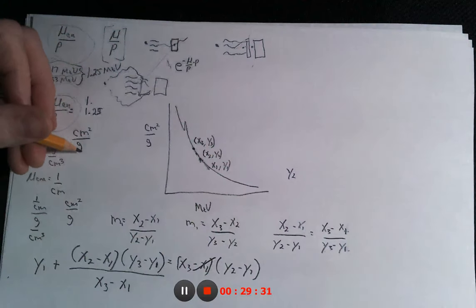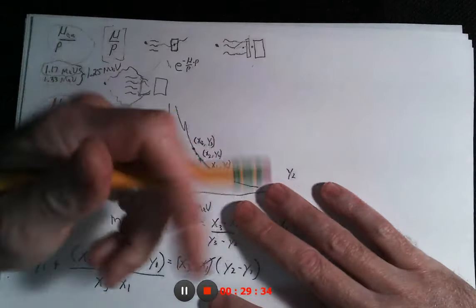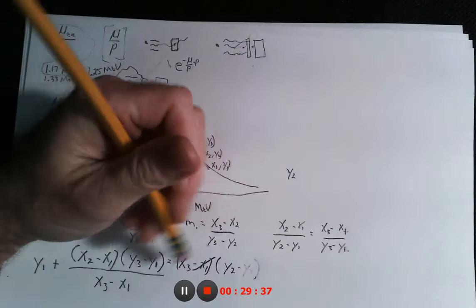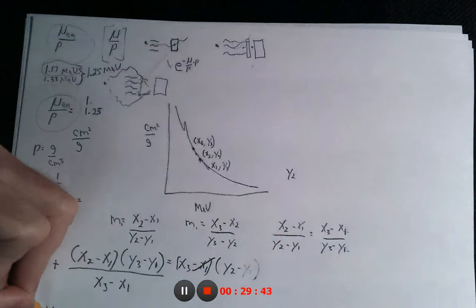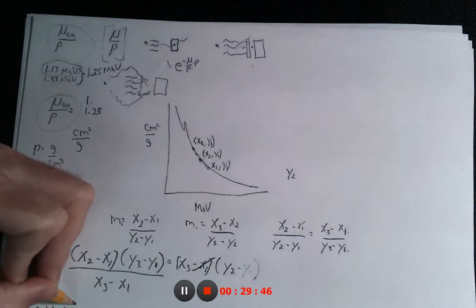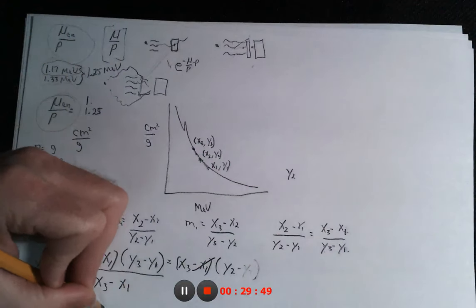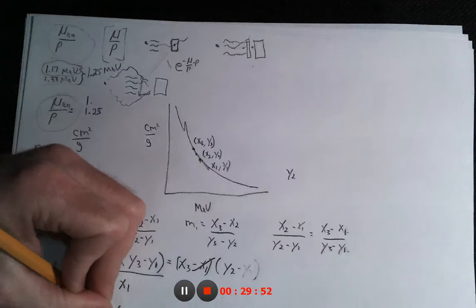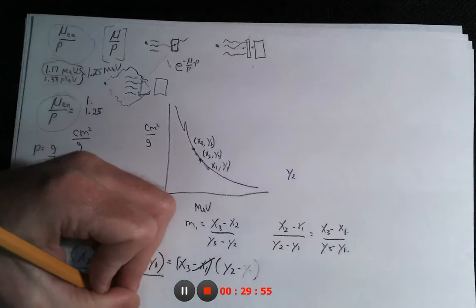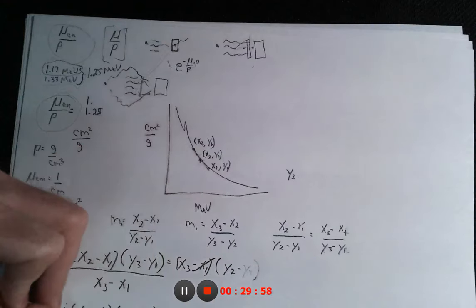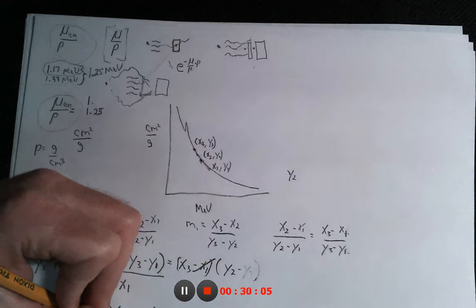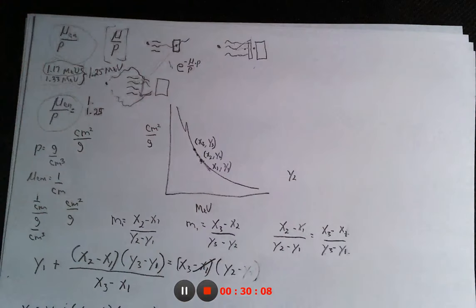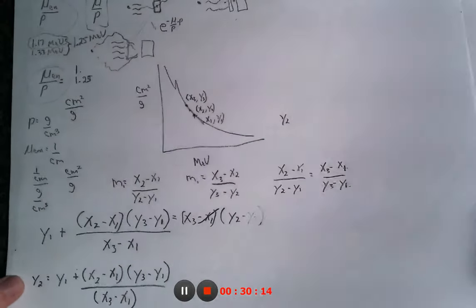Okay? So you would end up writing this out a little bit neater down here. y2 would be equal to y1 plus x2 minus x1, times y3 minus y1, all over x3 minus x1. And that's your linear interpolation equation.